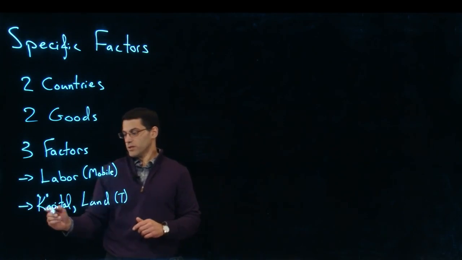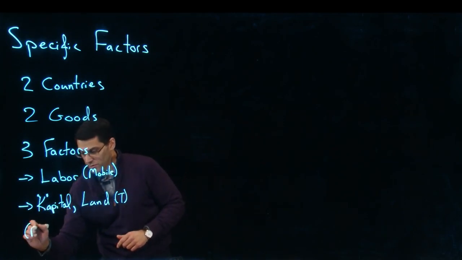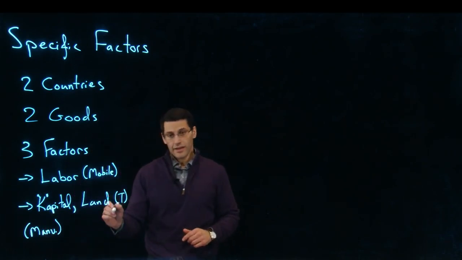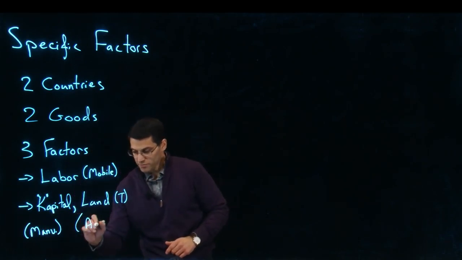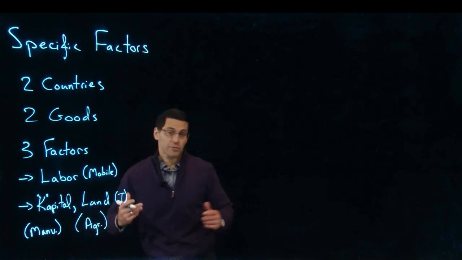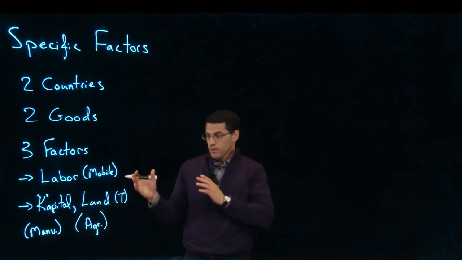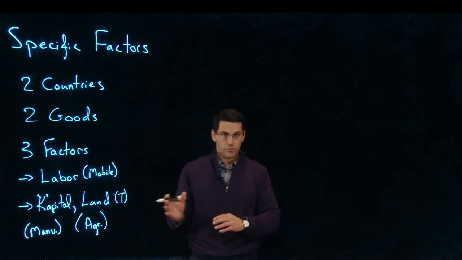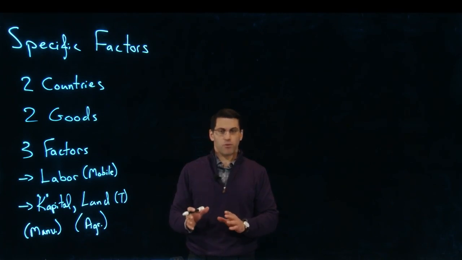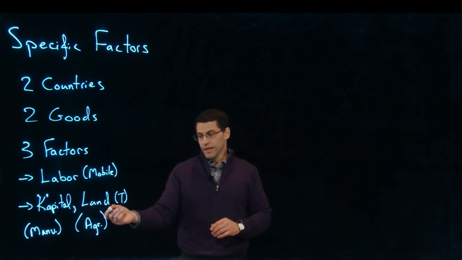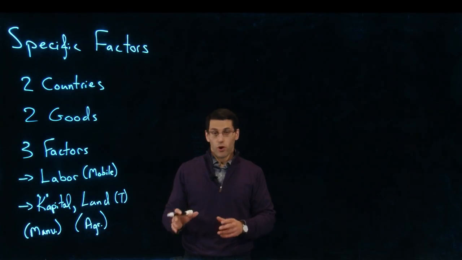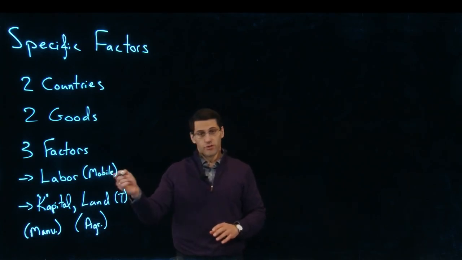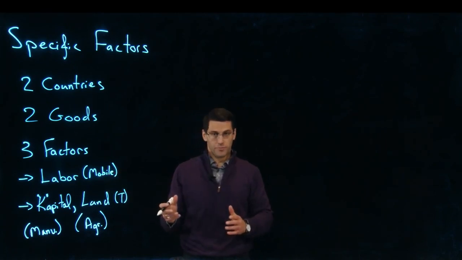Capital is going to be specific to manufacturing. And land is going to be specific to agriculture. Okay? So what do we mean by specific? What we mean is that capital is only going to be employed in manufacturing, right? Not going to be at all productive in land in this very, very simple model. Likewise, land or terrain is going to be employed only in agriculture, not in manufacturing. So labor is going to be the factor that moves between the two.